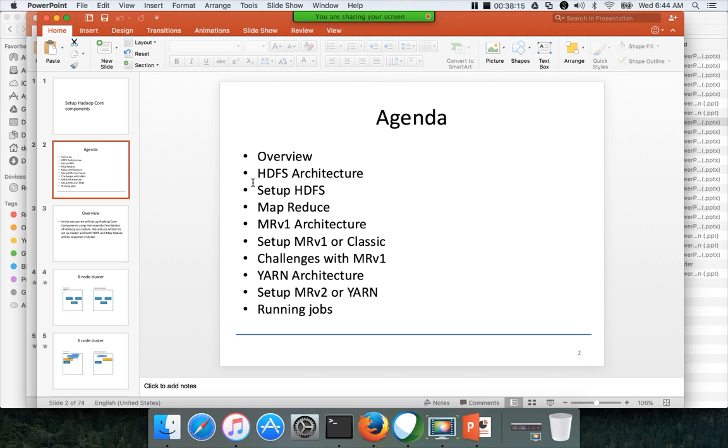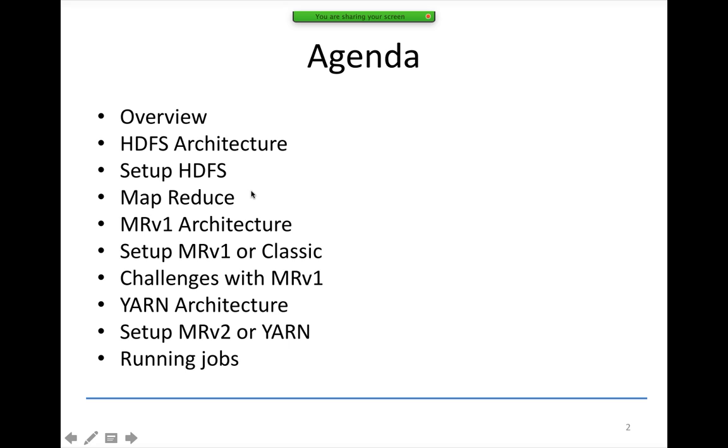So as part of it, we will understand HDFS architecture first. Then we will understand how to set up HDFS. As part of setting up HDFS, we will go through the entire steps of reviewing the parameter files, validating it, etc. And then we will set up MapReduce. So there are two versions of MapReduce. One is classic and the second one is YARN.